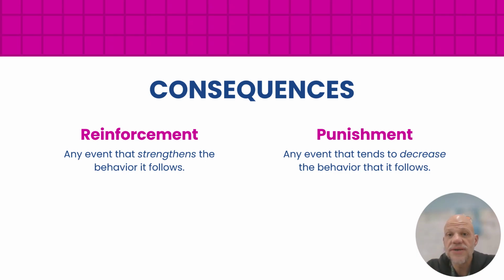A punishment is a consequence that is intended to decrease the behavior that it follows, right? So in this case, if we take away your cell phone for bad behavior, we're hoping that you don't do that behavior again, that you connect that bad behavior with an unpleasant consequence, and therefore you stop doing the behavior.